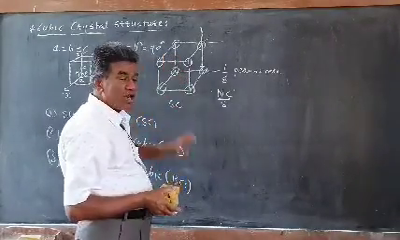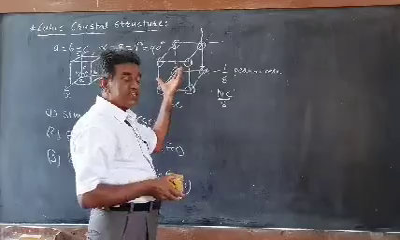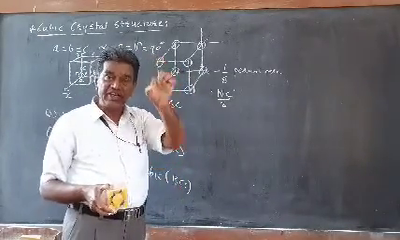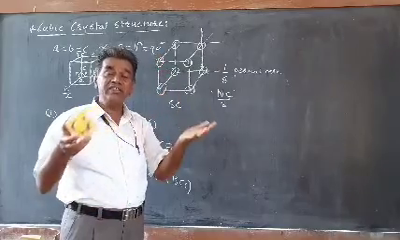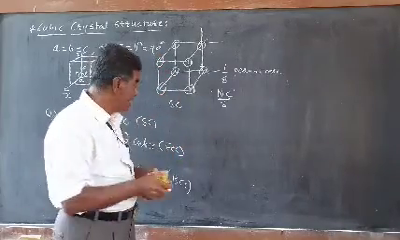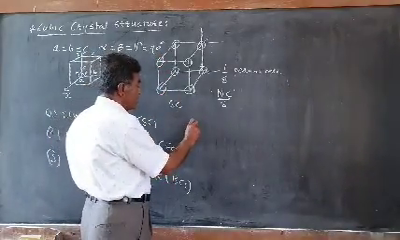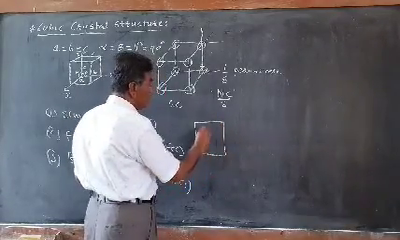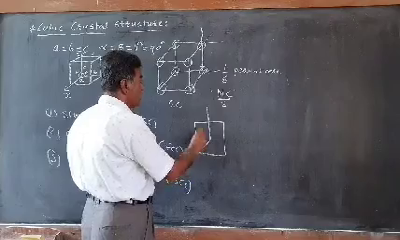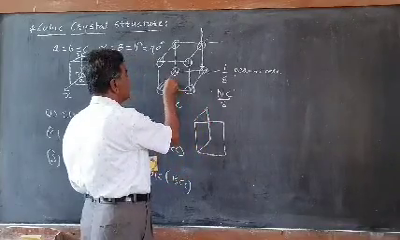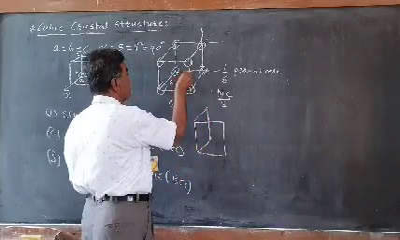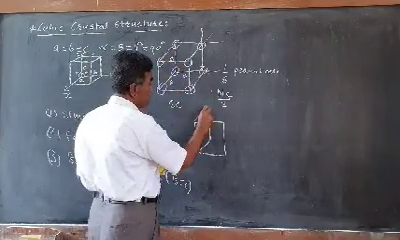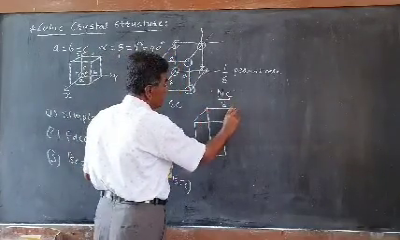In addition to the corner atoms, the unit cell may contain extra atoms located at the interior of the unit cell or at the center of the faces of the unit cell. Suppose this is the unit cell. In all these cases, this condition is satisfied: this is A, this is A, this is A, A is equal to B is equal to C, therefore this is another unit cell.